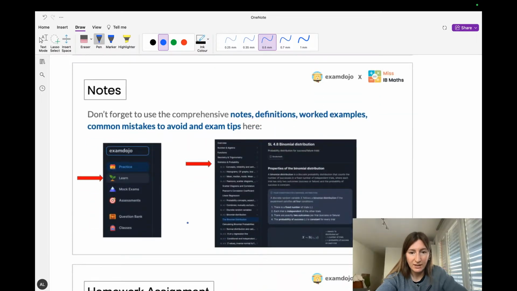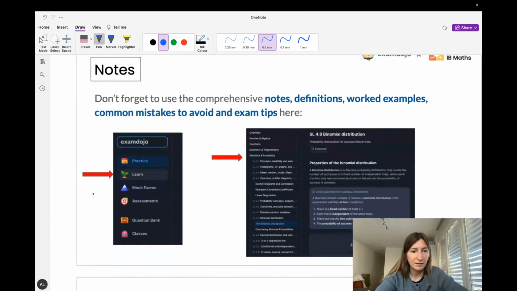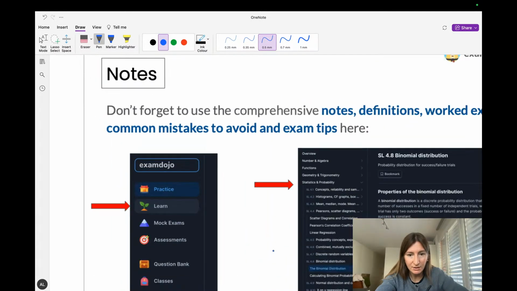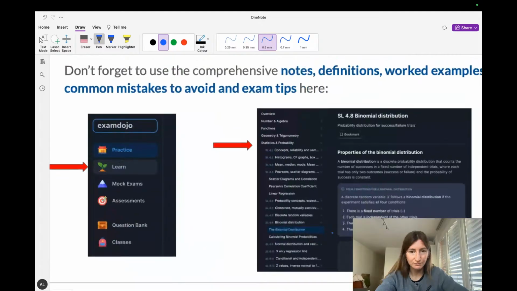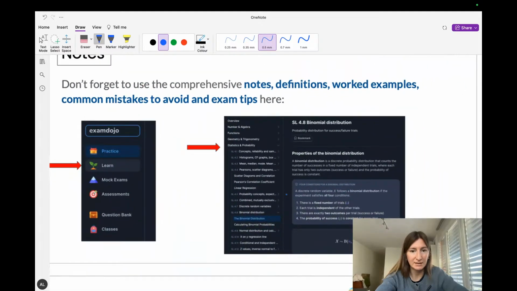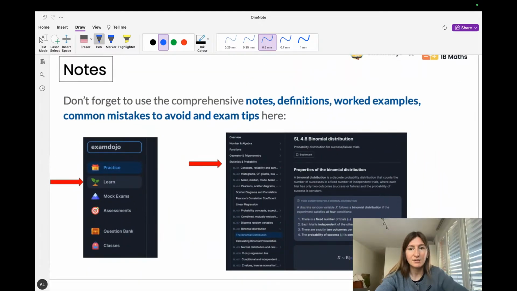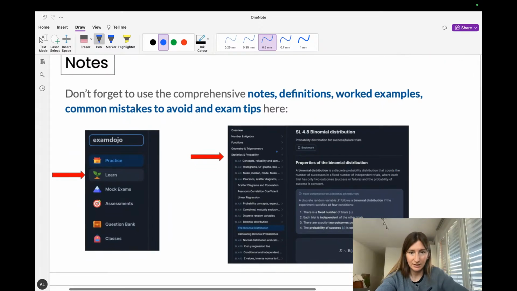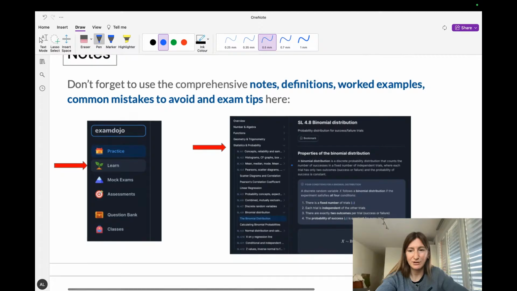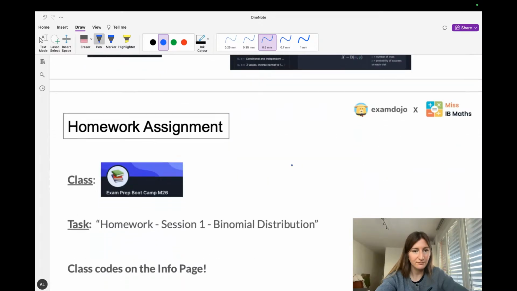And if any of this was unclear, or if you wanted some notes or worked examples, there are many here. So if you go to learn, and then for each of the topics, today we were doing binomial distribution. These notes are amazing, I must say. There's definitions, worked examples, common mistakes to avoid, exam tips. Everything you could possibly need is in these notes. So just a reminder to use those as you're studying.